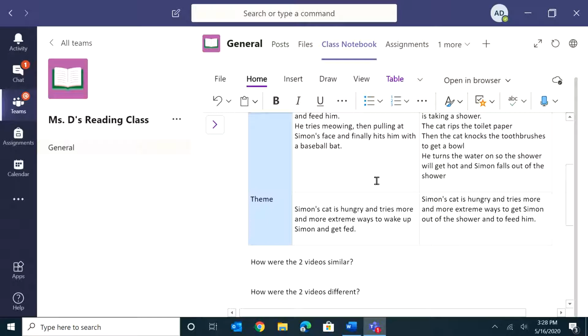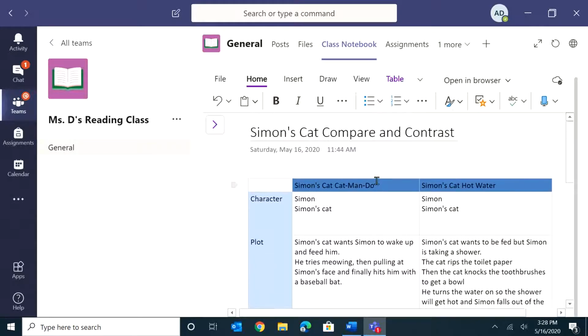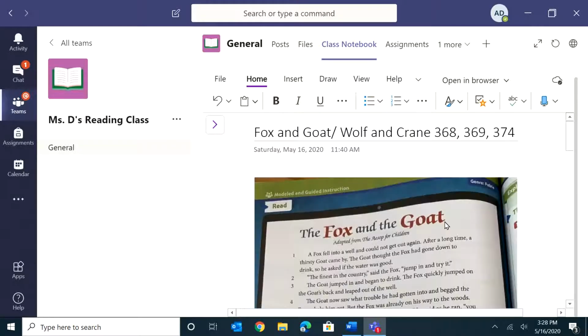You can say one of them was in the bedroom and Simon was sleeping, and the other one took place in the bathroom when Simon was taking a shower. Lots of ways that they're different and that they're similar. So this is how we compare, telling how they're alike, and contrast, telling how they were different, with Simon's cat. And now we're going to move on to two different fables, and we're going to compare and contrast those.